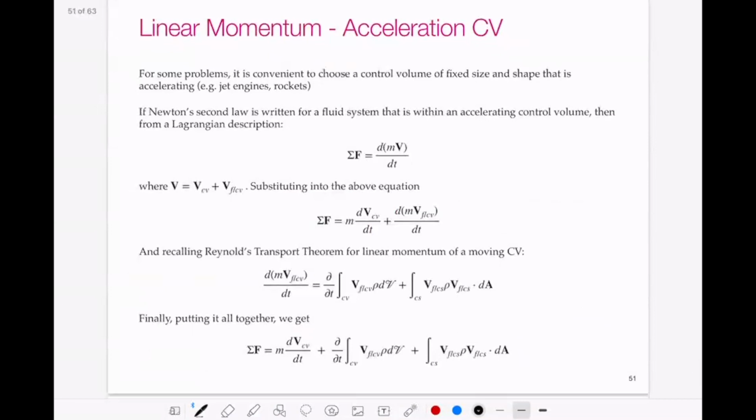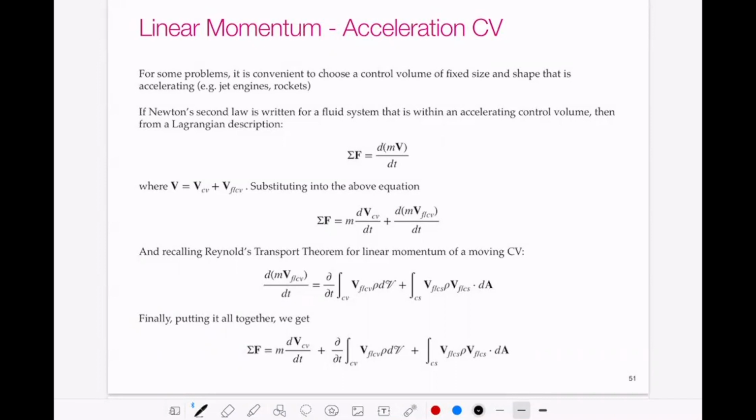We looked at a fixed control volume. We looked at a moving control volume at a constant velocity. Now let's look at some applications where we have an accelerating control volume. So for some problems, a few cases of problems, such as jet engines and rockets, our control volume is fixed to the shape and size of some accelerating body. So we can use Newton's second law, just like we did for a moving fluid.